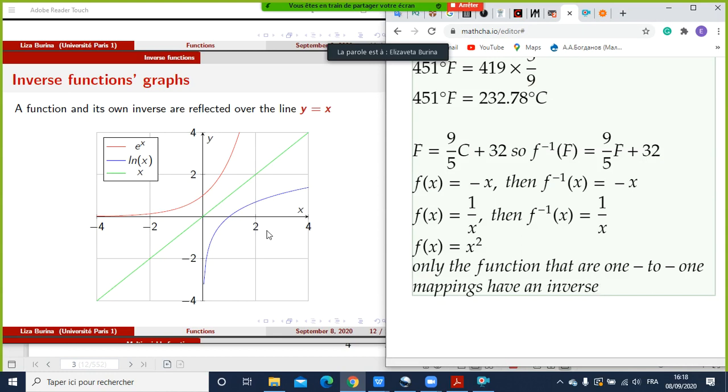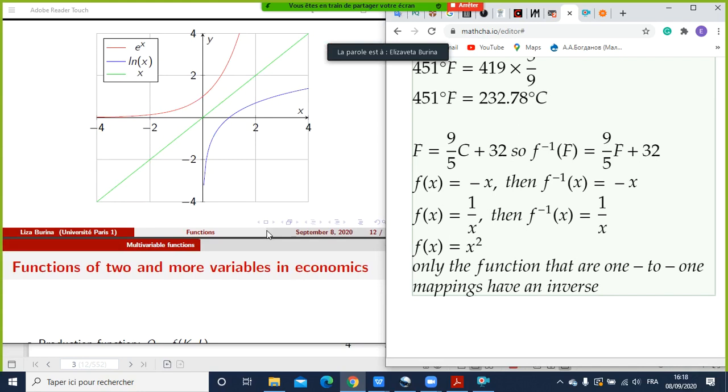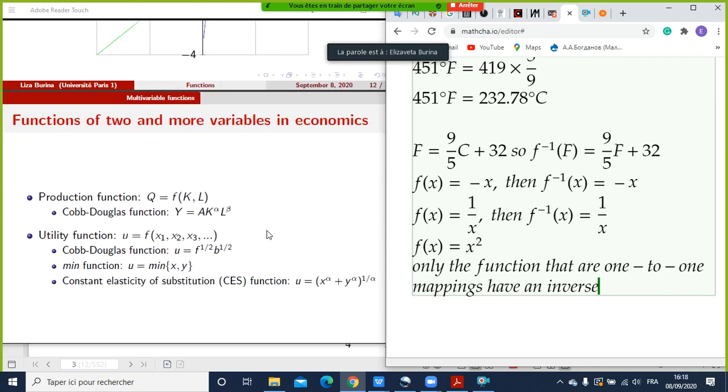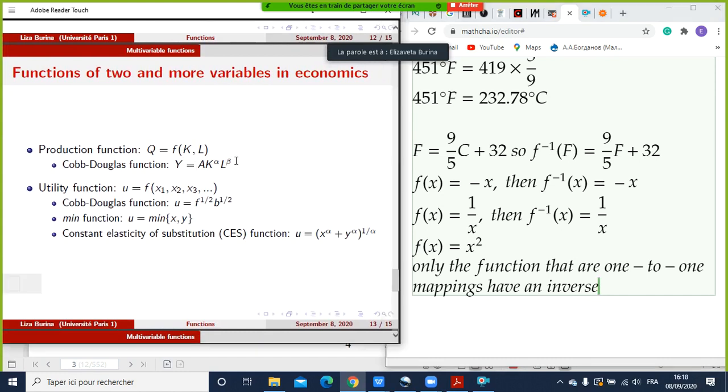Great. So, functions of two and more variables in economics. Someone mentioned the Cobb-Douglas function to me. This is how it looks.